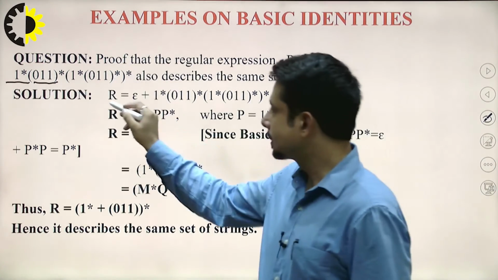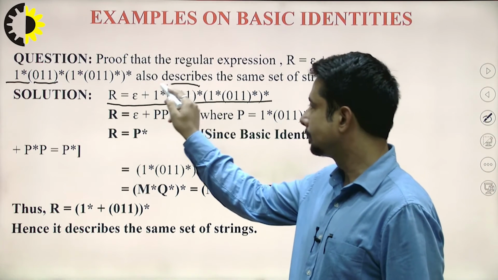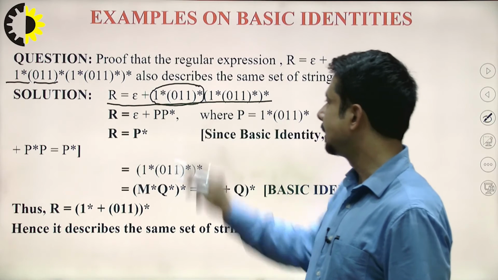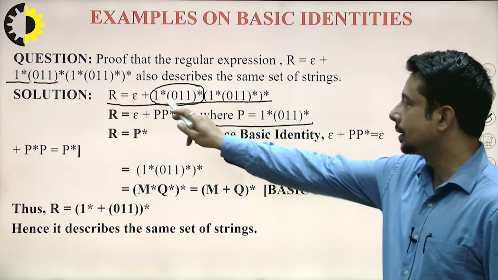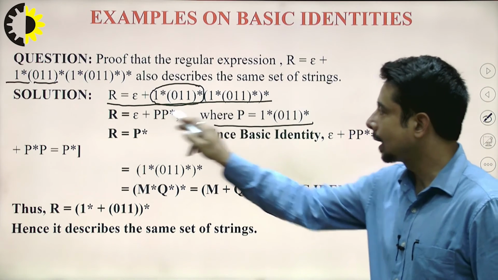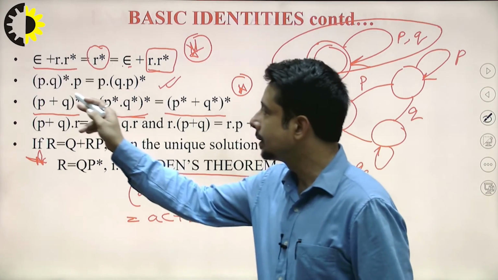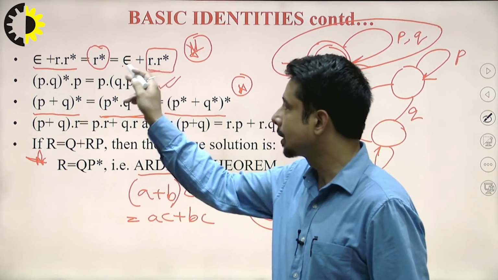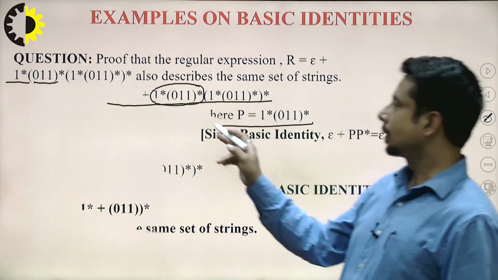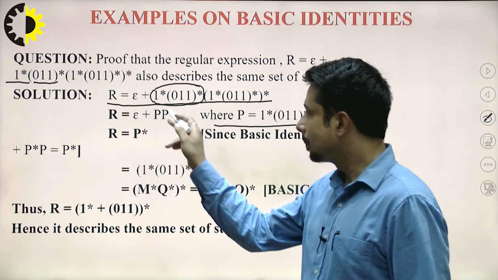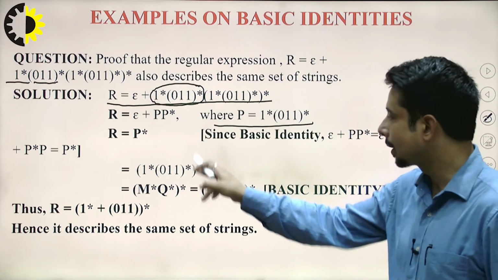I will take this as the given regular expression, and I will call this one P. P is nothing but this expression. Therefore, it will be epsilon plus P P*. According to the basic identity number, this one, epsilon plus R R* will give you R*. Correct? So it will give you P*. P means this only. So same expression, I got it.